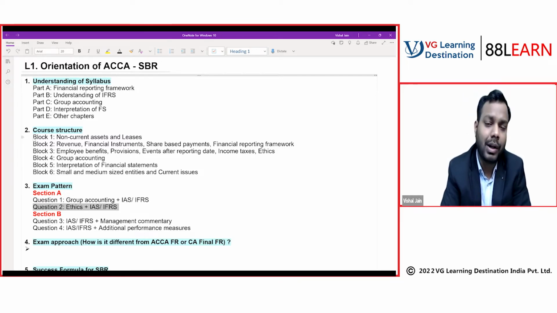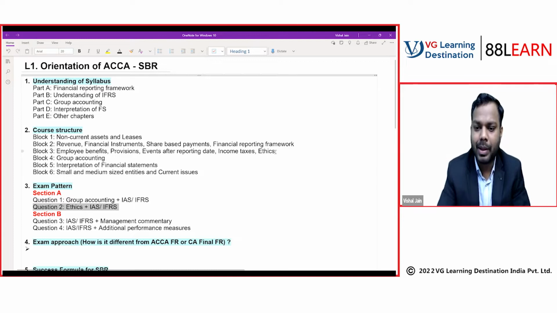Right? We'll discuss definitely on that. Okay. See, this is our topic where we are going to discuss. And that's the reason why again I have kept ethics after completion of IAS and IFRS, because you must understand the IAS and IFRS first to solve the questions on ethics. Are you understanding this, guys?